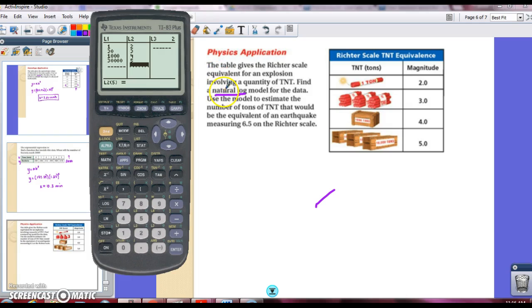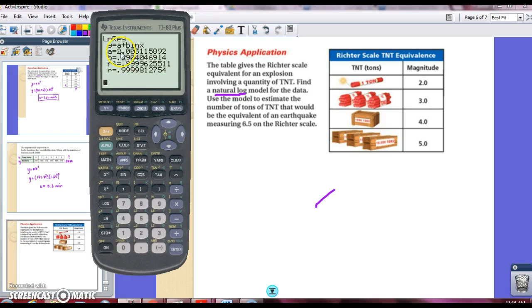Now, it says to do a natural log regression. Before I do that, I'm going to clear out what I have in my calculator already. I'm going to go to Stat, and I'm going to go over to Calc. Now, with the last problems, we did the exponential regression. Here, we're going to do natural log regression. That's that ln reg. Okay, that's option 9. So you're going to press Enter, and then you're going to do the same thing we did before. Vars, Y vars, Enter, Enter, and then Enter again.